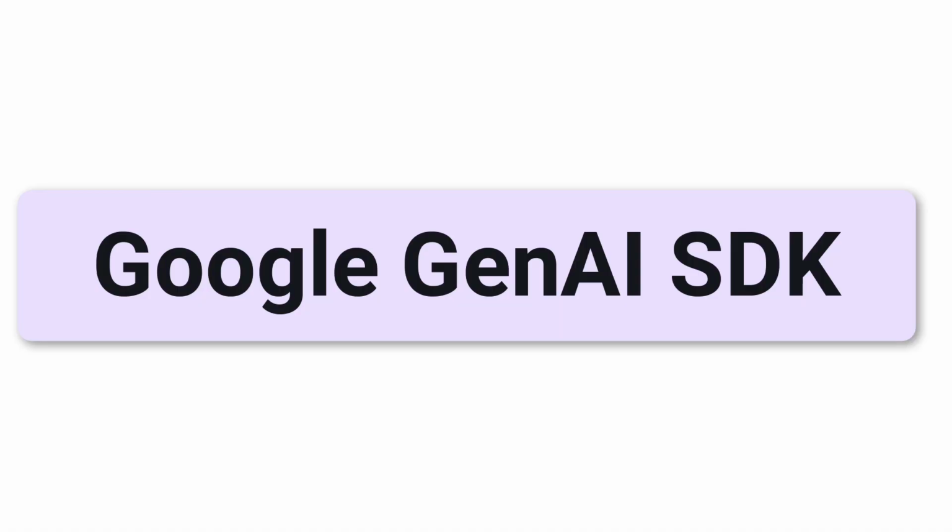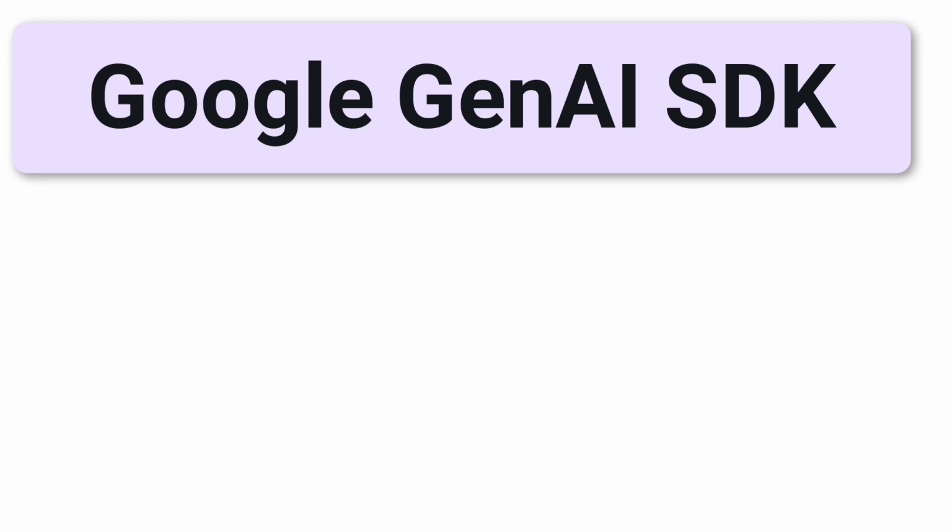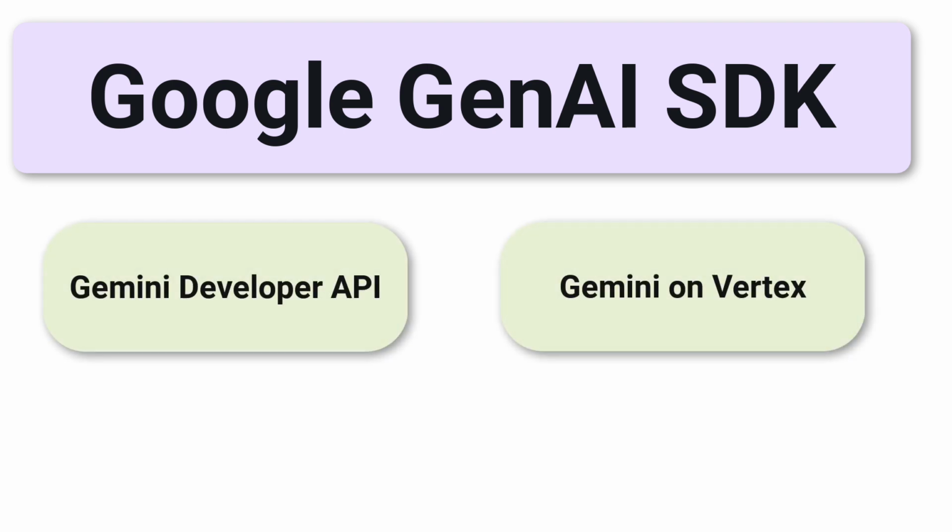The release of the new Google Gen AI SDK solves this problem. This is a unified library for both Gemini 2 as well as 1.5. And it works seamlessly for both the developer API and the Vertex AI on the enterprise version.